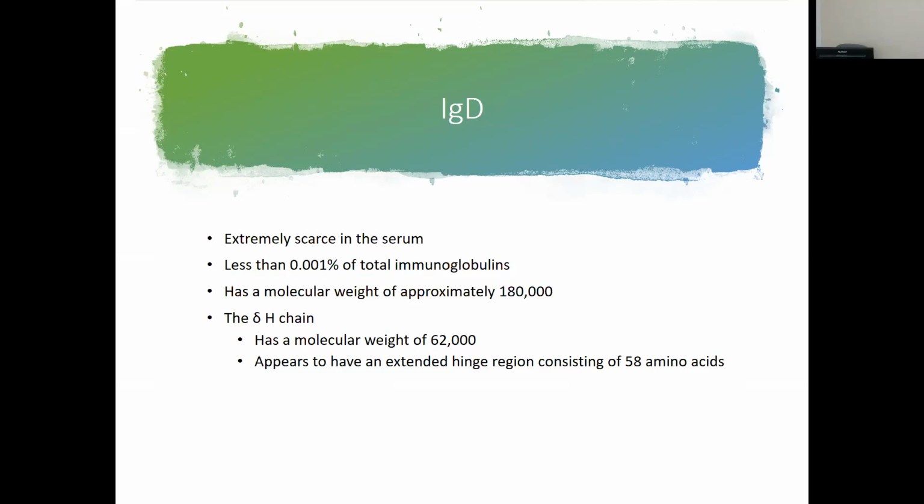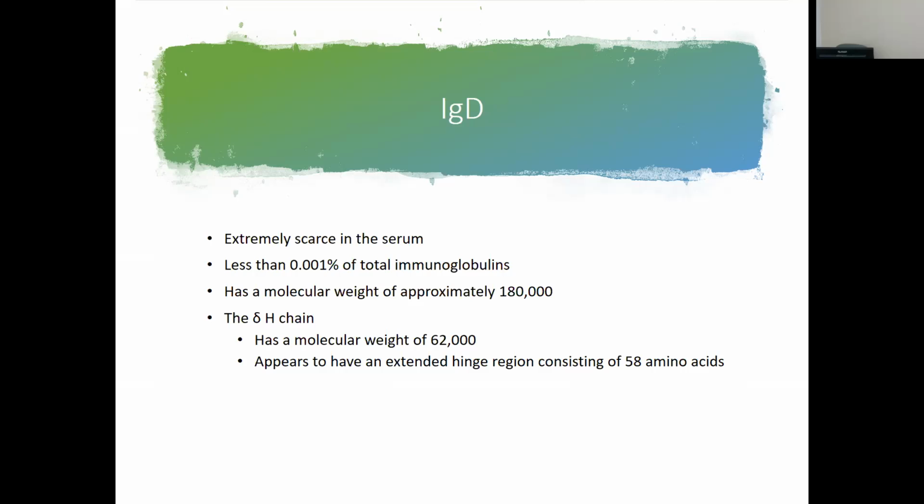Now we go to IgD. We introduced IgD, which is young. We haven't known about IgD very long. We know it's extremely scarce in the blood, less than 0.001% of the total, so it's hardly even there. It has a molecular weight of 180. The delta heavy chain has a molecular weight of 62,000 Daltons and appears to have an extended hinge region consisting of 58 amino acids. So you already know about this.